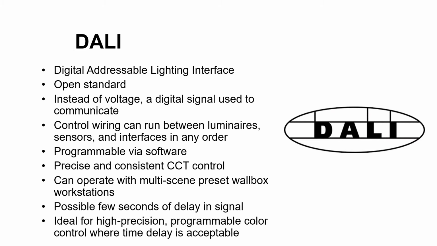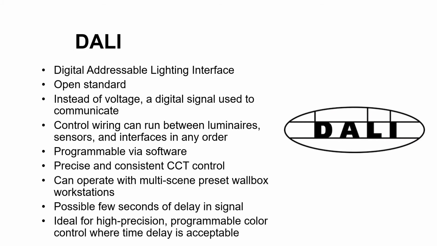DALI-based color-changing luminaires can be programmed with a computer-based front end, or with a multi-scene preset wallbox user interface, or with a pair of wallbox slider dimmers. DALI control systems can incorporate building automation system signals, as well as input signals from photosensors and occupancy sensors. Depending on the system, CCT and intensity may be programmed to change during the day based on a schedule with user override for intensity and/or CCT.